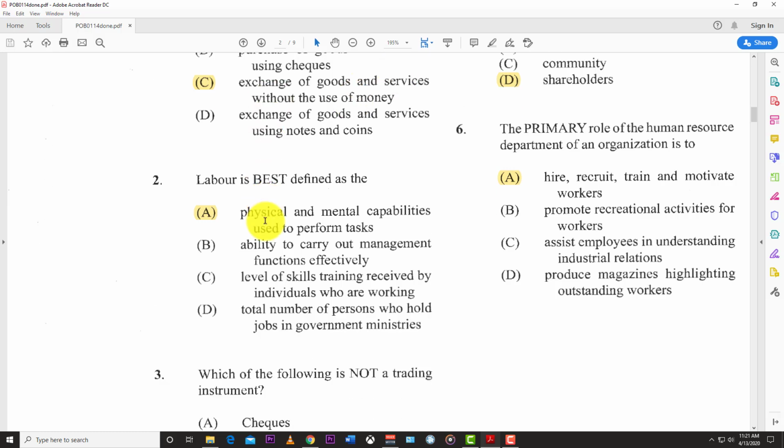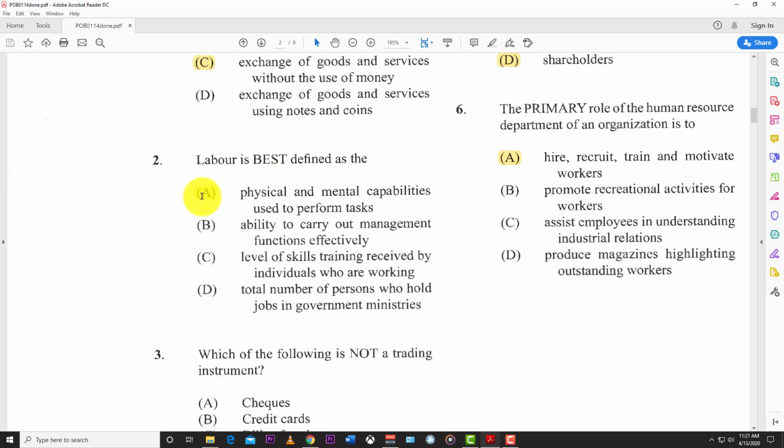Number 2, labor is best defined as, and the best answer here is the physical and mental capabilities used to perform tasks. So labor is the physical and mental effort that is used in production. That's labor as a factor of production.